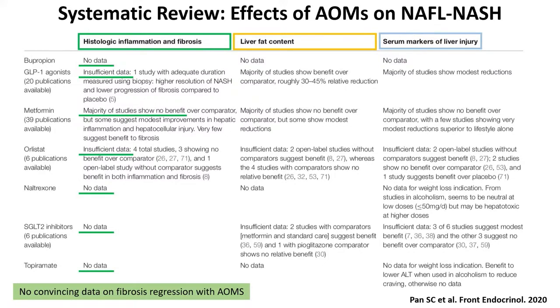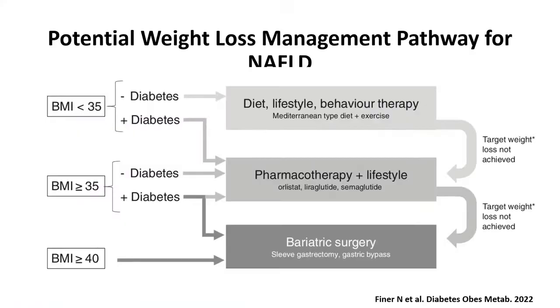Here it was insufficient data with GLP-1 agonists, but we have the paper now with semaglutide, so we definitely have more data. But one thing that we lack is that we don't have any convincing data on fibrosis regression with anti-obesity medicines. Even with semaglutide in the phase 2b trial, there was resolution of NASH in almost 60%, but there was no effect on fibrosis regression. So this is something that we would like to see.